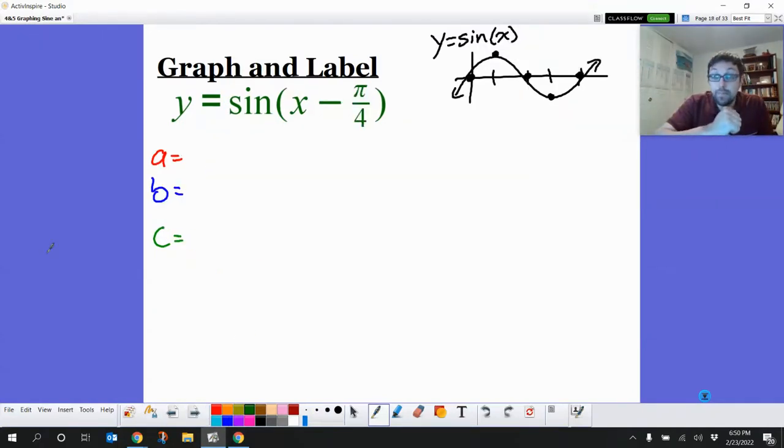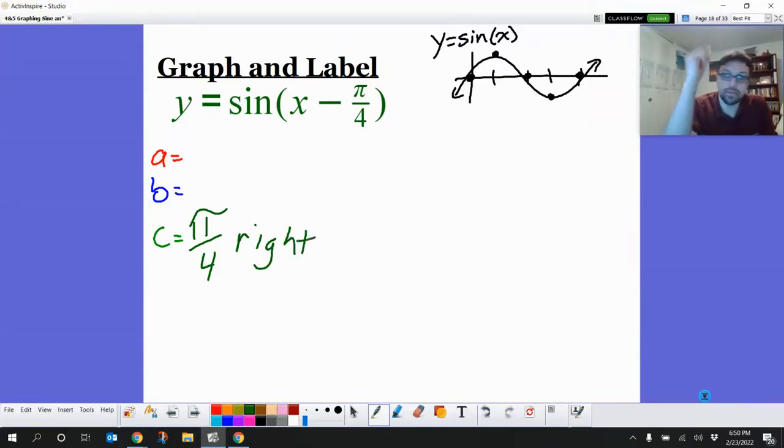In this example, again, we've got a phase shift. This time it is pi over 4. Ooh. But again, it's spelled backwards and weird. So even though it's subtraction, we want to go to the right. So it's the opposite way that you would think when it's on the inside. It's all backwards and weird inside of the function.